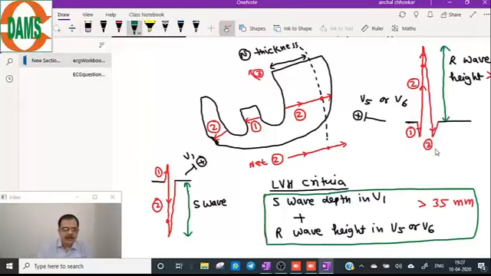Now coming to the third abnormality. So this was the number 2 abnormality of the ECG as far as QRS is concerned. Now come to the number third abnormality.